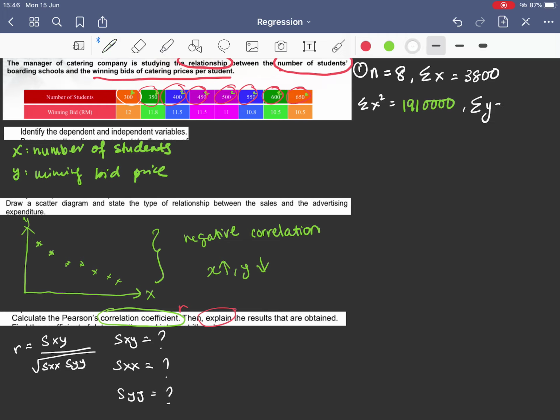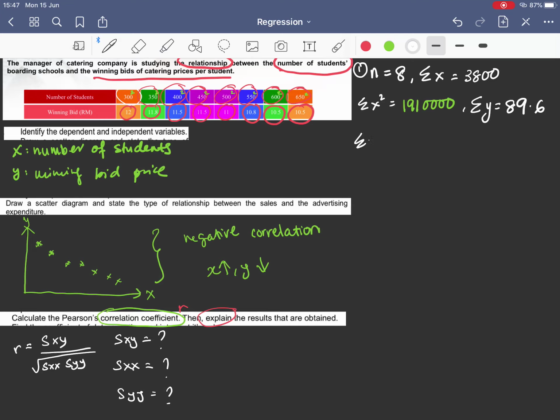Summation of y. Summation of y is hasil tambah, the dependent variable. So 12 plus 11.8 plus 11.5 plus 11.5 plus 11 plus 10.8 plus 10.5 plus 10.5. So the answer is 89.6.